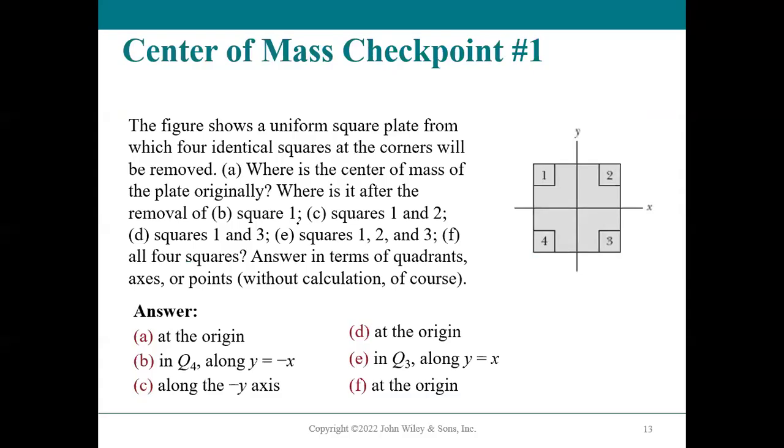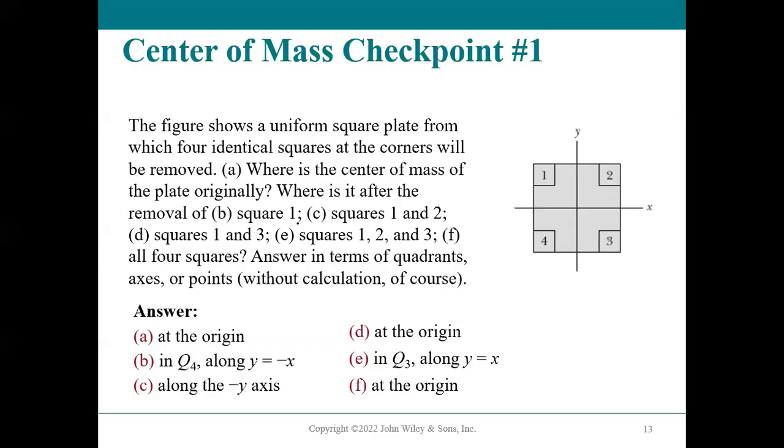Center of mass, checkpoint 1. The figure shows a uniform square plate from which 4 identical squares at the corners will be removed. Where is the center of mass of the plate originally, and where is it after the removal of square 1, squares 1 and 2, squares 1 and 3, and squares 1, 2, and 3, and all 4 squares? Answer in terms of quadrants, axes, or points, without calculation, of course.